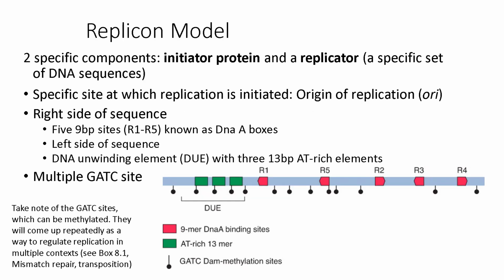The replicon model explains replication initiation through 2 key elements: an initiator protein and a replicator DNA sequence. The origin of replication contains specific DnaA boxes and AT-rich DNA unwinding elements. GATC sites are methylation sensitive and play important roles in replication control.